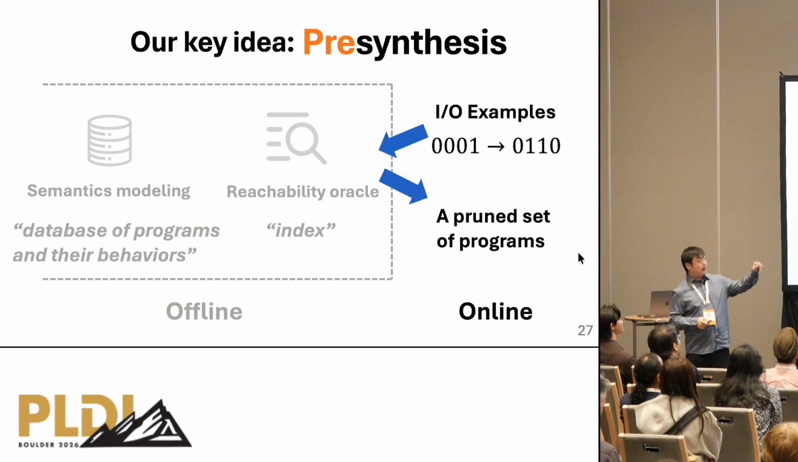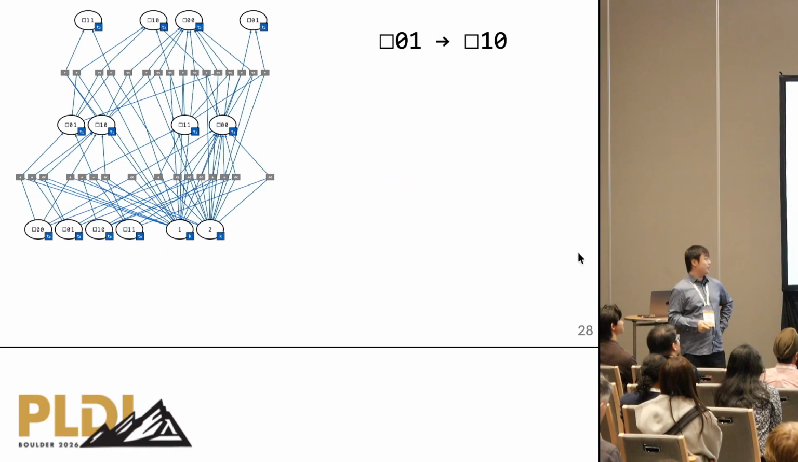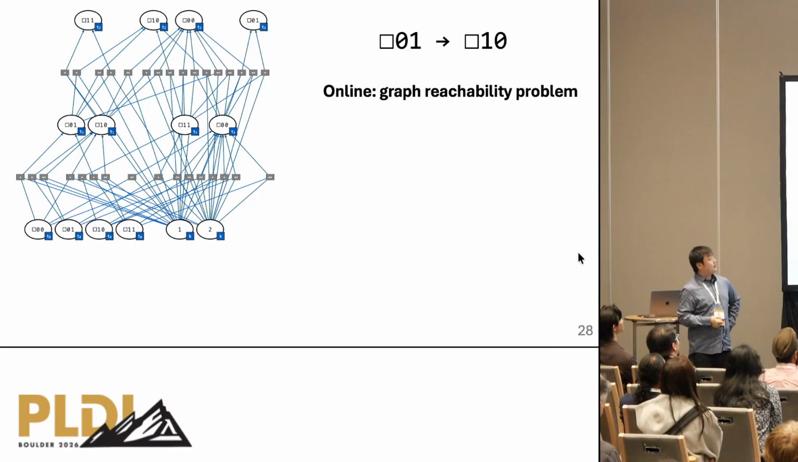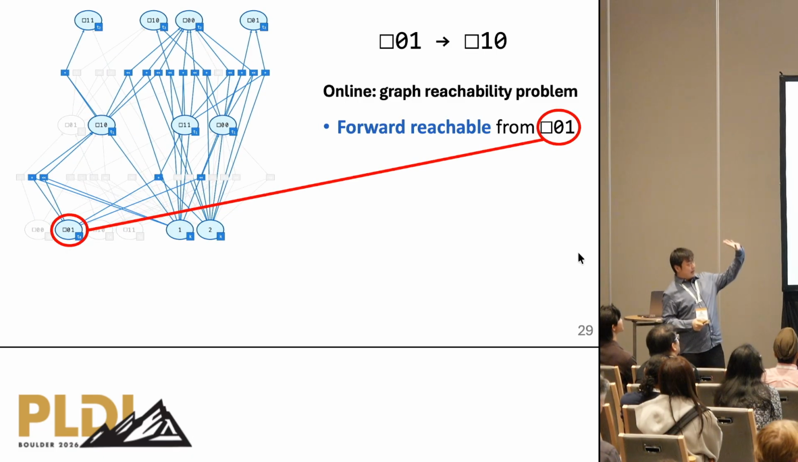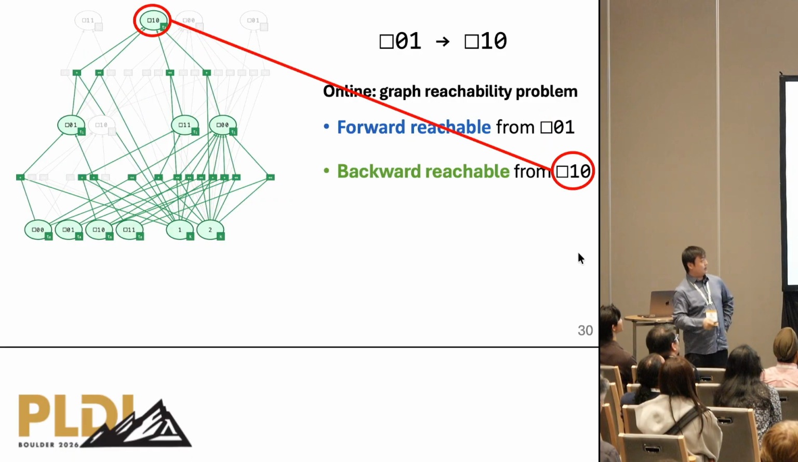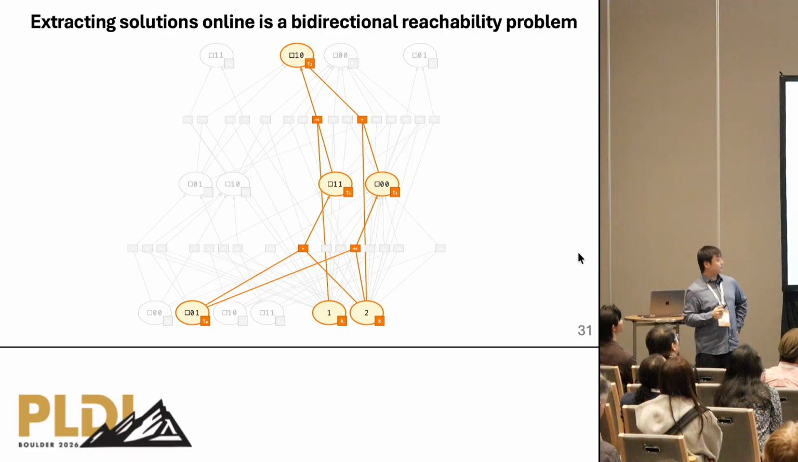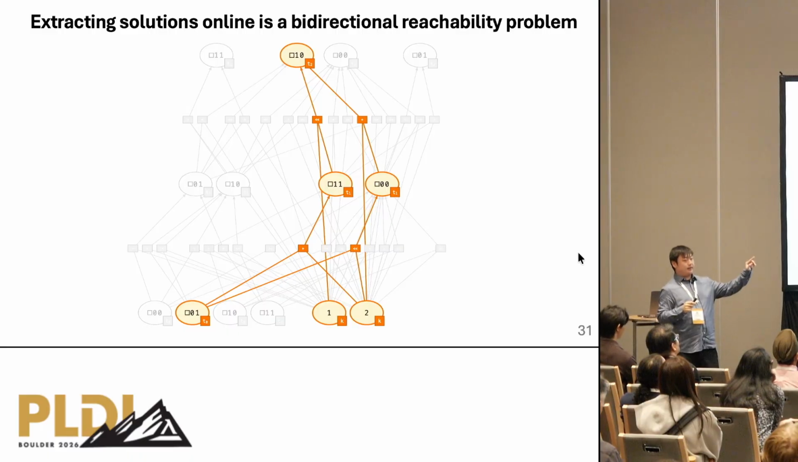And then when you see the I/O examples, you know what to do, right? You can abstract the input and output to their abstraction values. And then the search procedure is actually a graph reachability problem. You start with the input and get all the forward reachable parts from our inputs, and you get all the backward reachable parts from our output. So you intersect these 2 portions, and you get the desired useful part as I showed before.